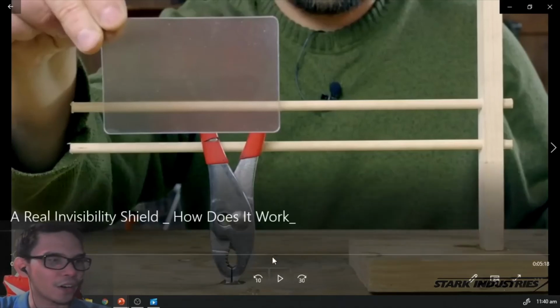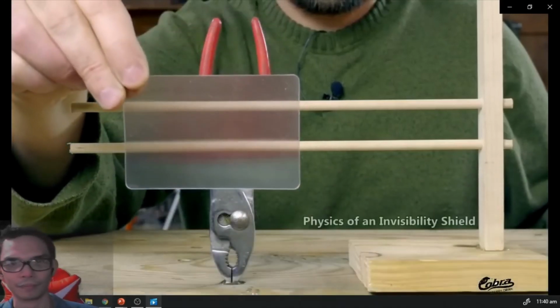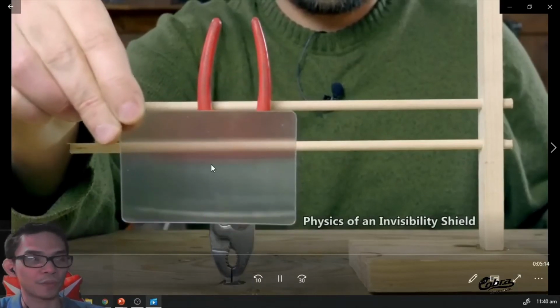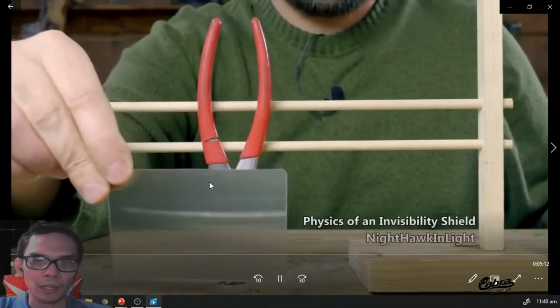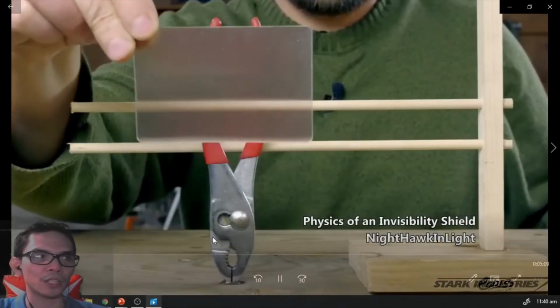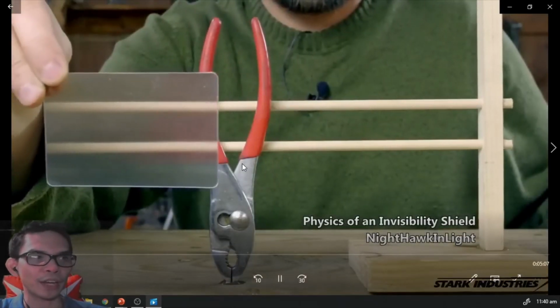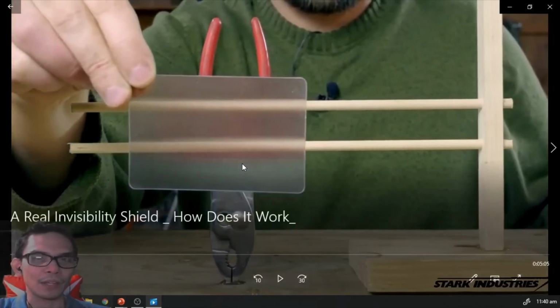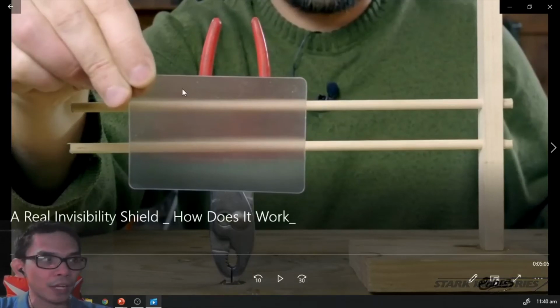All right, that is the invisibility shield. As you can see here, this invisibility shield is an example of a Fresnel lens. This particular Fresnel lens has microscopic ridges on its surface, and that is why it affects how light passes through the lens.